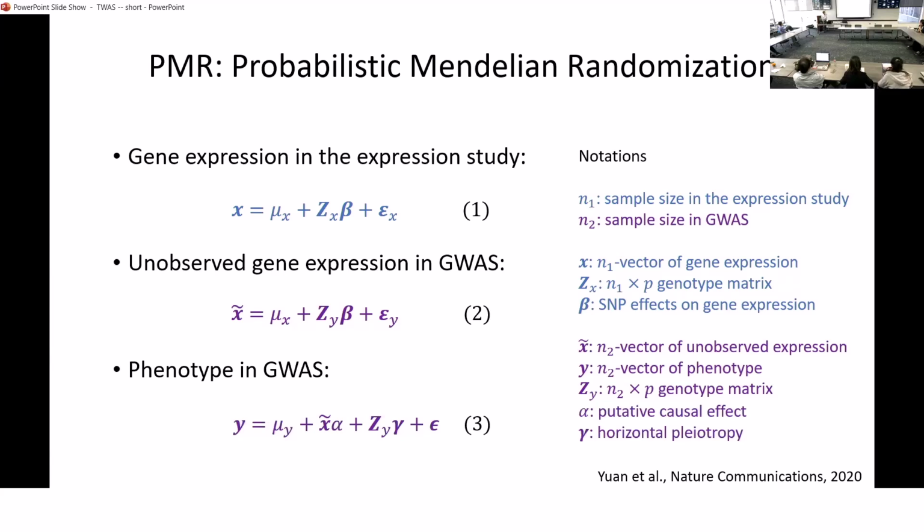And then finally, we want to connect those unmeasured gene expressions to the phenotypes. So if you are able to measure the X tilde, then you have X tilde over here. And the X tilde effect on the Y, that's basically a causal effect here. We denote it as alpha here. And so this denotes the gene expression effect on the Y.